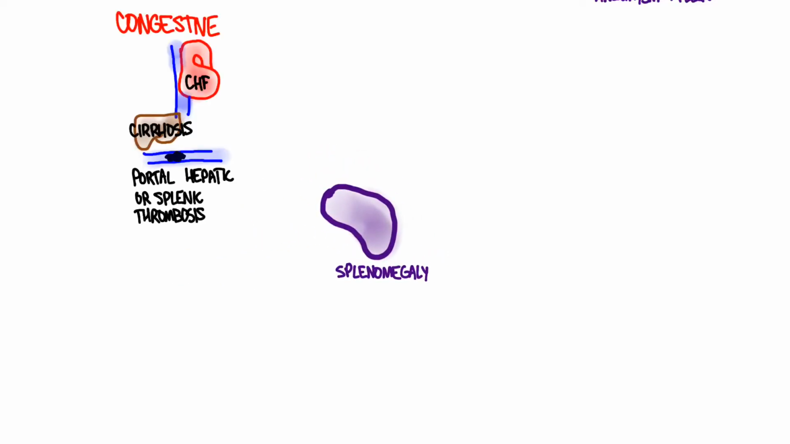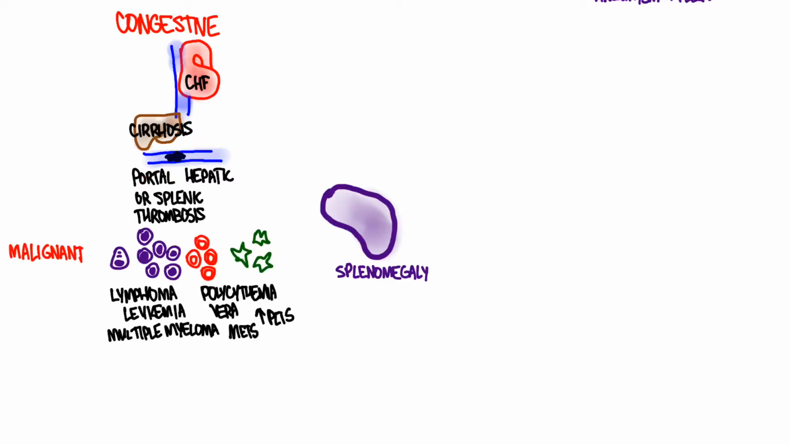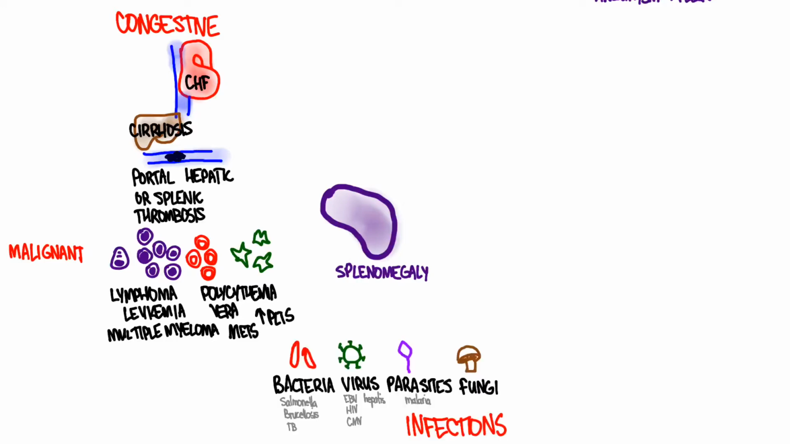There are congestive causes, which cause blood not to leave the spleen, things such as cirrhosis or CHF or thromboses in the portal, hepatic, or splenic veins. And we also have malignant causes where we have too many cells in here, like lymphoma, leukemias, multiple myeloma, polycythemia vera, excess number of platelets, or other things like metastases or even primary splenic tumors. And we can have infections. Bacteria, virus, parasites, and fungi can all cause the spleen to swell.